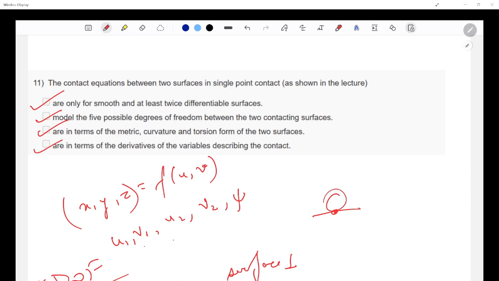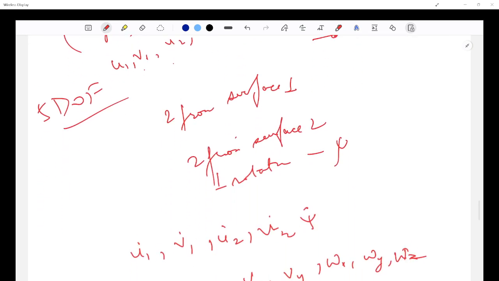So when you see a contact equation, you should know that it is differential. They require smooth surfaces, use geometry, metric, curvature and torsion, and they have 5 degrees of freedom. This contact point has 5 degrees of freedom. So contact motion is governed by how surfaces bend and twist, captured through derivatives.